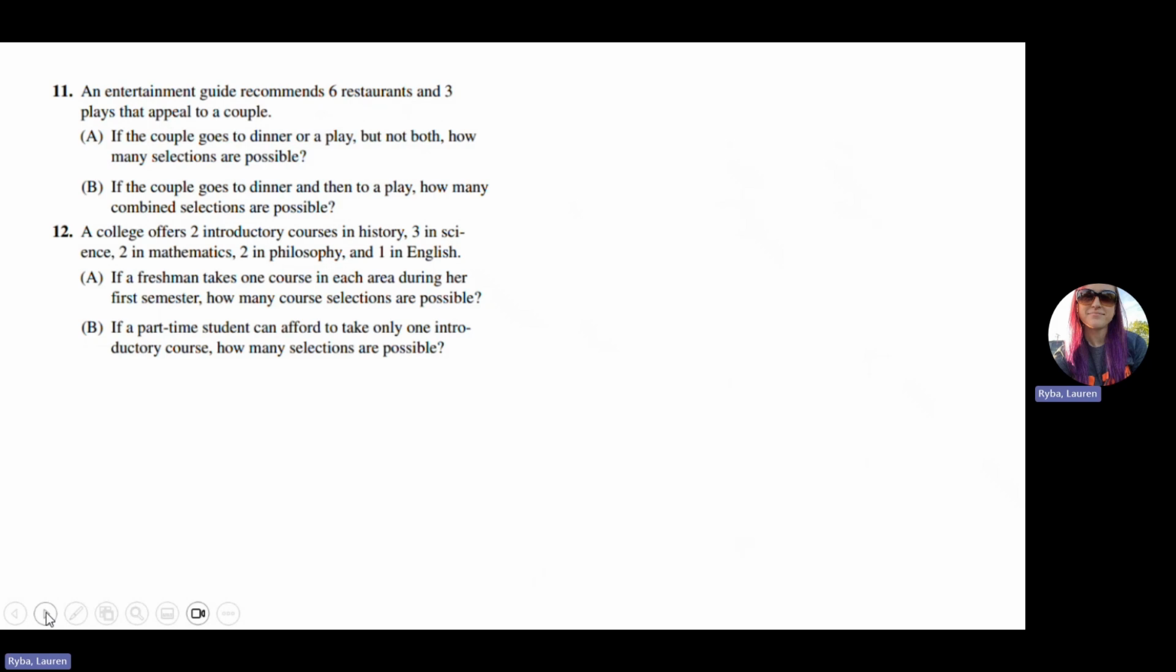An entertainment guide recommends 6 restaurants and 3 plays that appeal to a couple. If the couple goes to a dinner or a play, not both, how many selections are possible? So the key word here is or. Or implies addition. So I can go to dinner or a play. There are 6 dinners, 3 plays, or means I add them for 9 different potential dates.